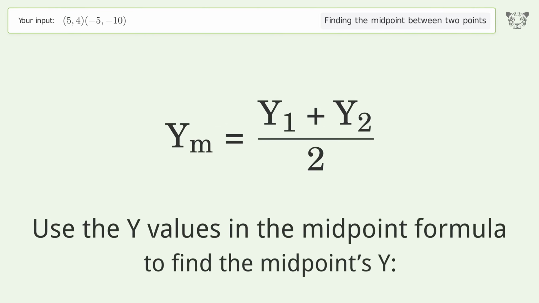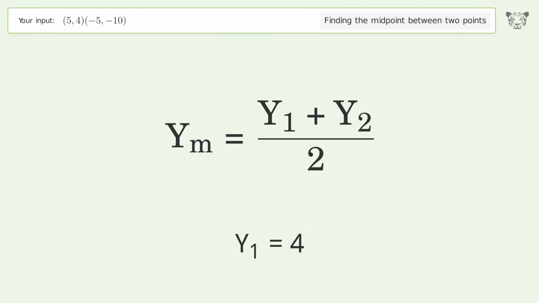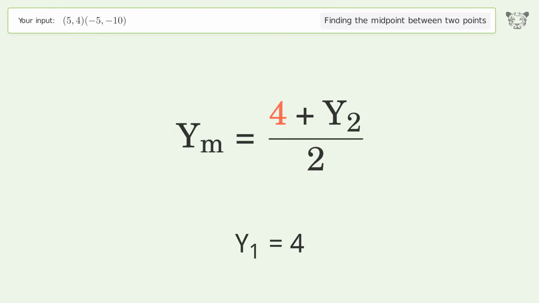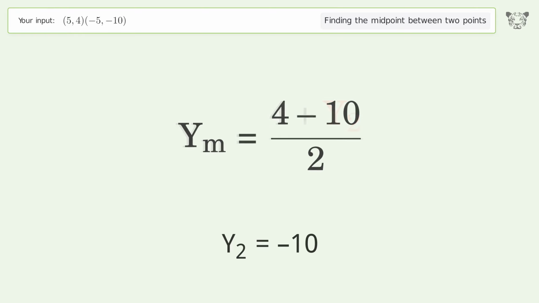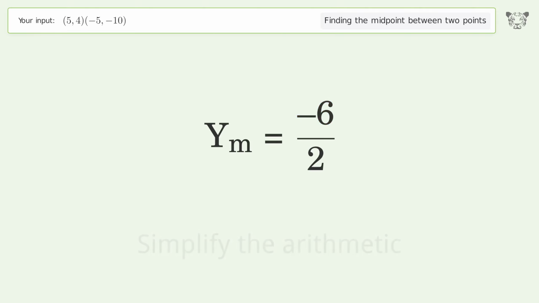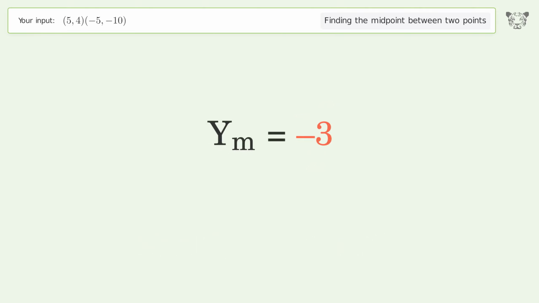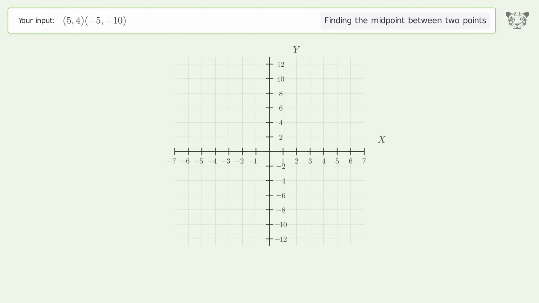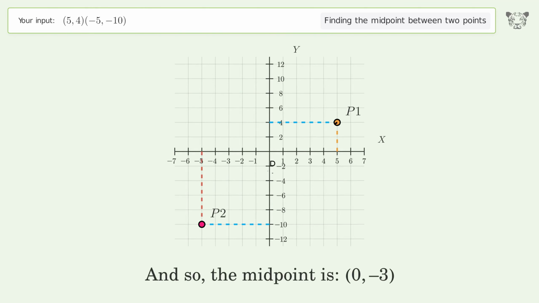Use the y values in the midpoint formula to find the midpoint's y. y1 equals 4. y2 equals -10. Simplify the arithmetic. And so, the midpoint is 0, -3.